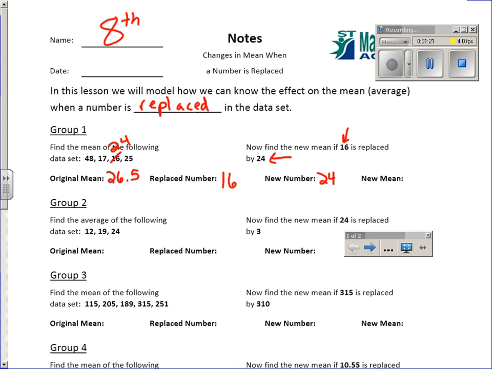Now the new mean is when I add up these four numbers, not including 16, and divide by 4. When I do that, I get 28.5. So my average went up. You can see the number I replaced it with, 24, was actually smaller than the original mean of 26.5, but it still brought the average up. That's different from what we talked about earlier, where a number smaller than the average makes the average go down, but here it went up. We'll get to why after we look at a few more.